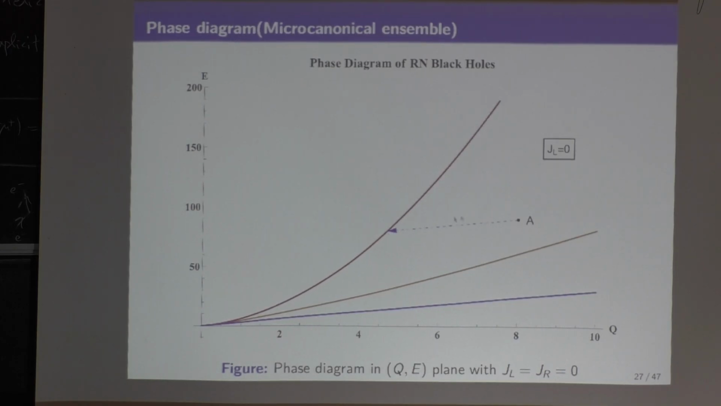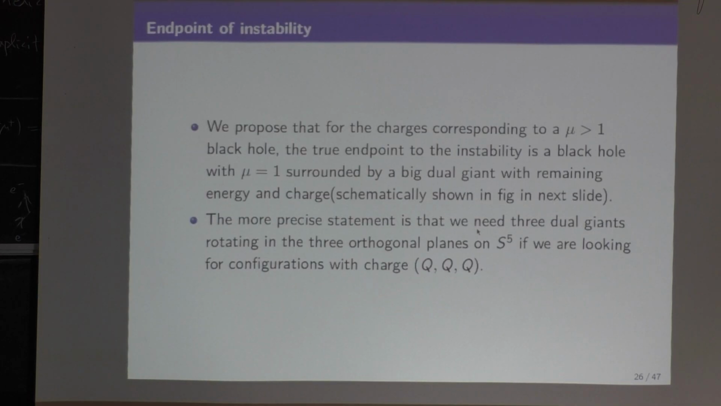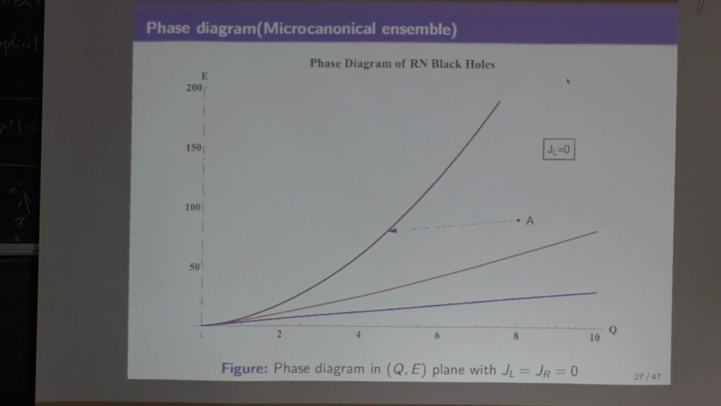And since the charge is of very large scale, like the charge is of some order n square, this dual giant graviton will be at radial distance which scales like square root n. So this dual giant is actually very large and it carries a very large amount of charge and energy. And one more thing is that since I have 3 unequal charges, I will need 3 dual giant gravitons rather than 1 dual giant graviton.